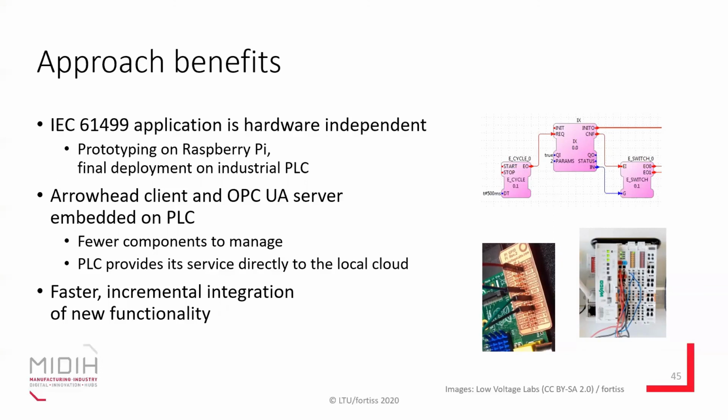But anyway, especially given this situation, it's very convenient that the IEC 61499 application is hardware independent and that 4diac supports multiple hardware platforms. So this means that we can test everything on a Raspberry Pi, and then when everything works, we deploy the same application on an industrial PLC. And basically the only thing that we need to change for this is the pin number on the params input of the IX function block.